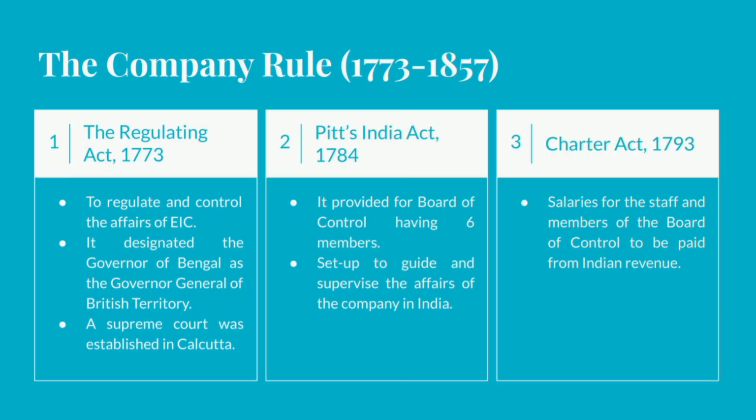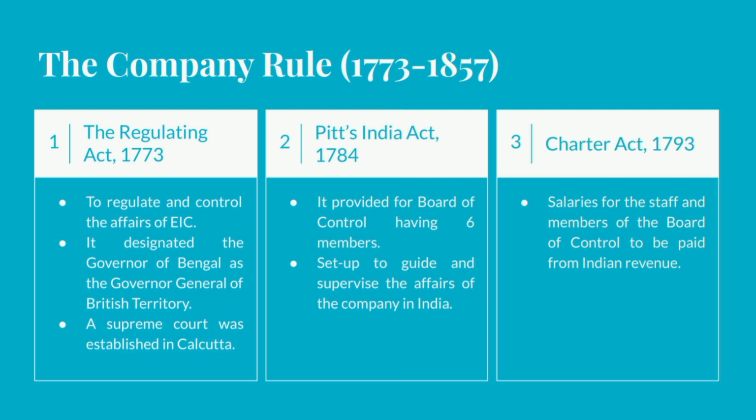The Company Rule. Its period started from 1773 to 1857. Within this period, the East India Company governed our people through forming several acts. The first act was the Regulating Act of 1773. The main features of this act were to regulate and control the affairs of the East India Company. It designated the Governor of Bengal as the Governor General of British Territory, which comprises Bengal, Bombay and Madras. A Supreme Court was established in Calcutta. These are the main features of the Regulating Act of 1773.